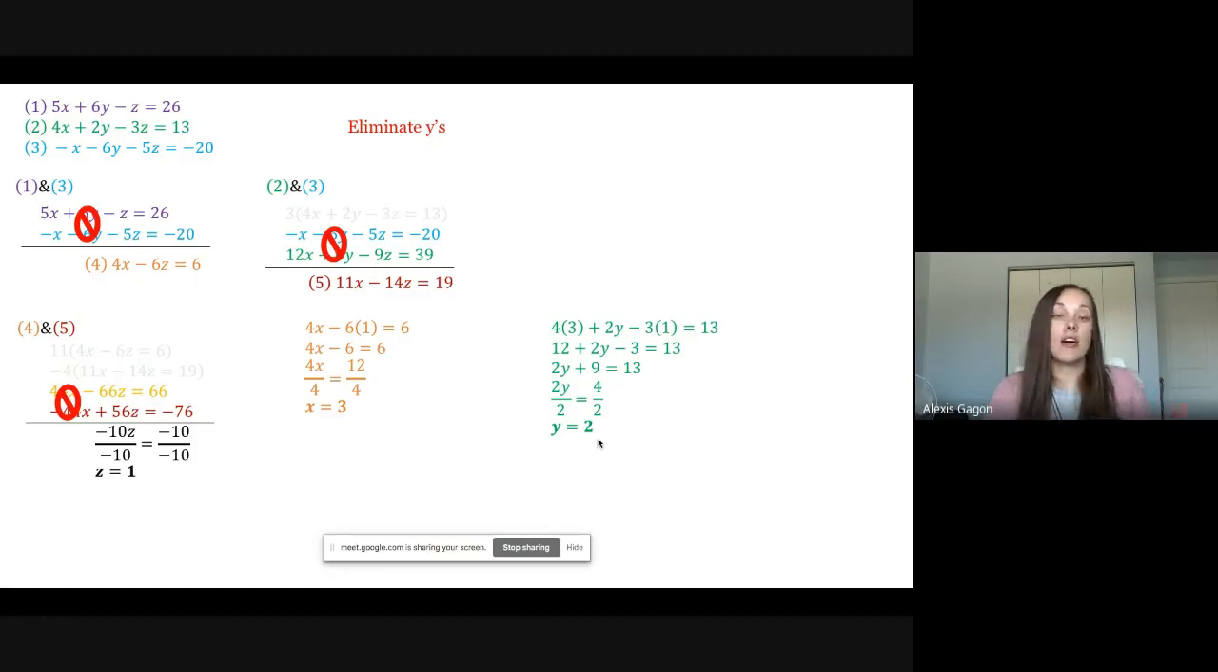Okay, and then alphabetical order. So this is going to be x, y, z, which is going to be 3, 2, 1. Okay, any questions with that?